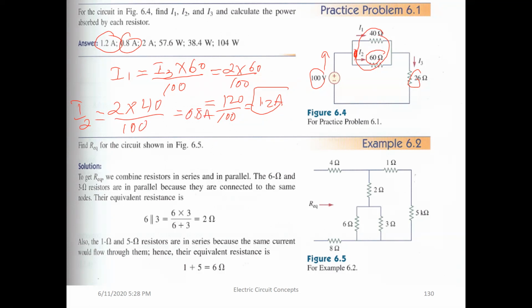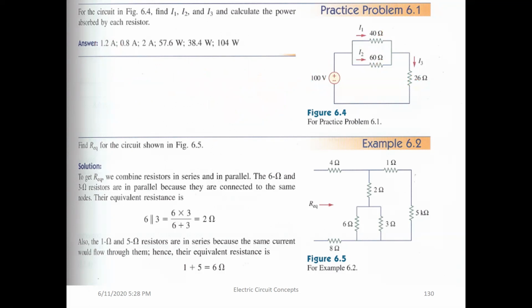Now, after that, we need to calculate the power across each resistor. Since we know I1, we know the resistance, so P1, the power dissipated by the 40 ohms, if we call this P1, and this P2, and this P3, whatever name you give it, it's fine. Or we could call it P40 ohm, and this is P60. It doesn't matter what symbol you give.